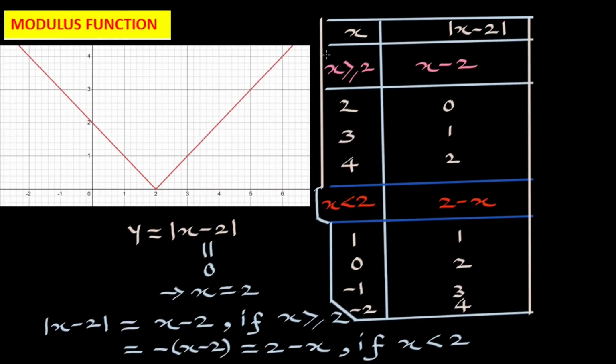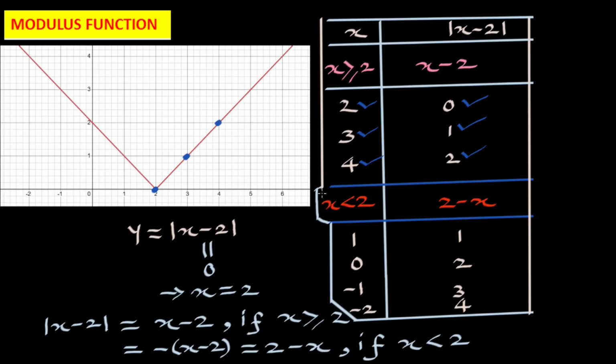When x is greater than or equal to 2, the function is x minus 2. So when x is 2, y is 0 here. When x is 3, y is 1 here. When x is 4, y is 2 here, etc.